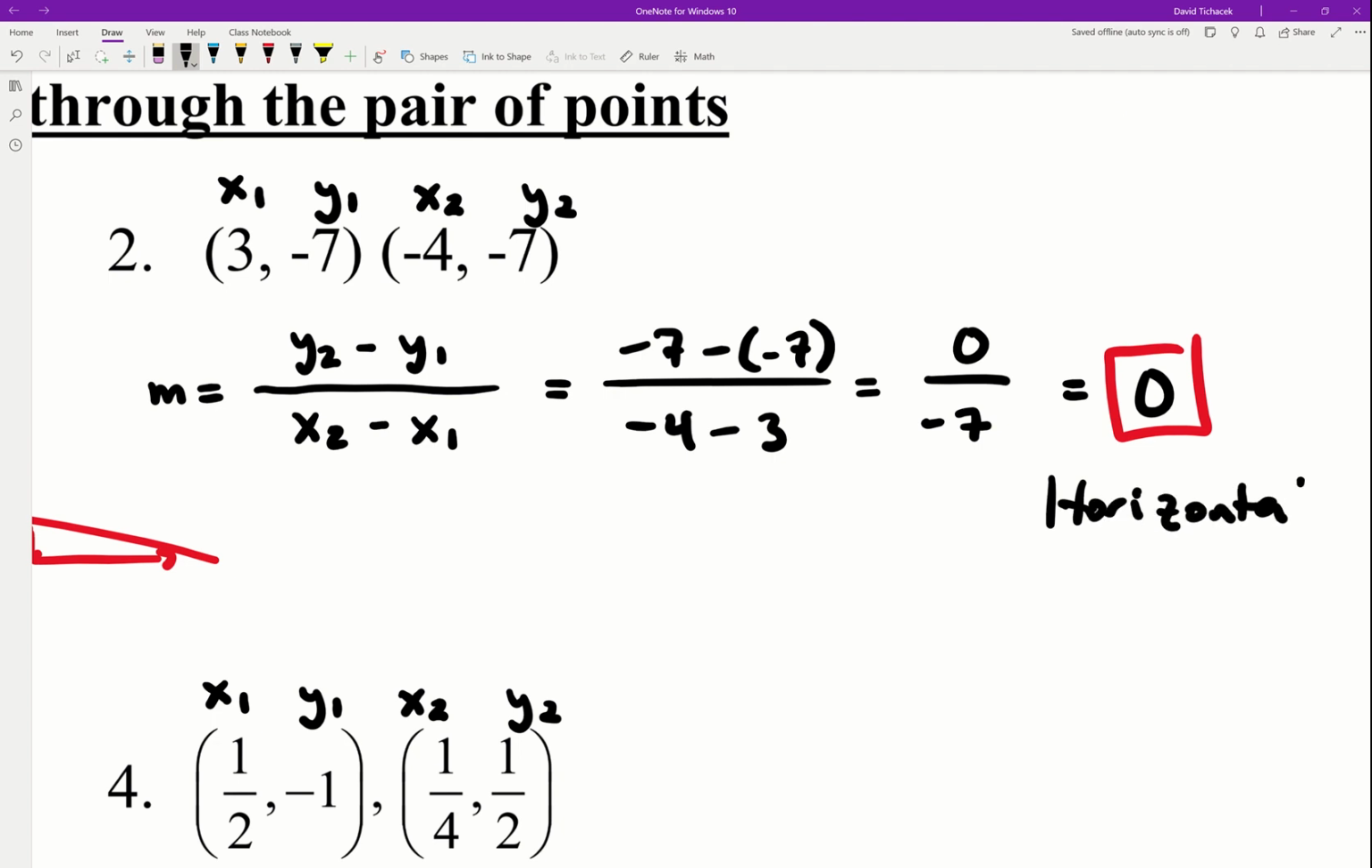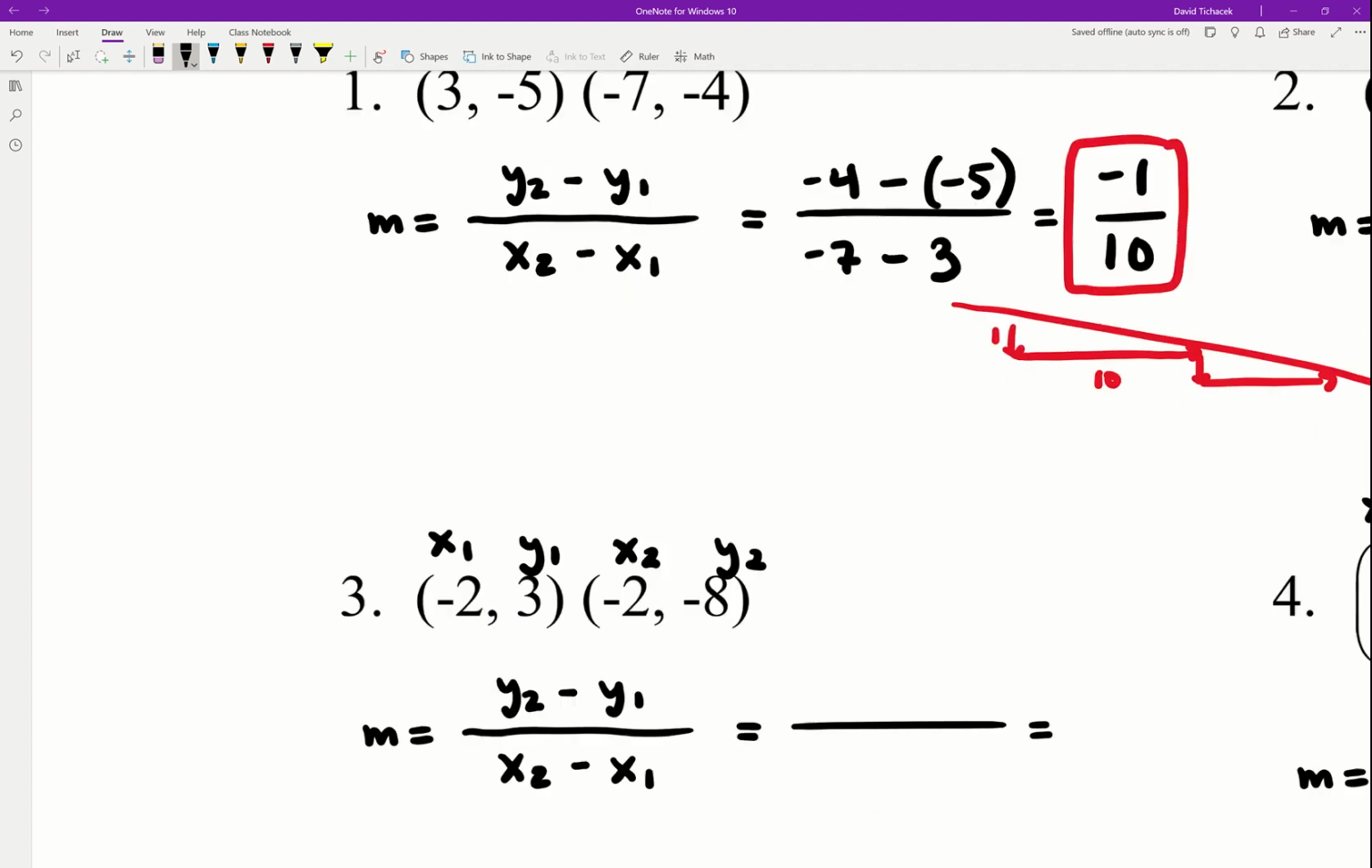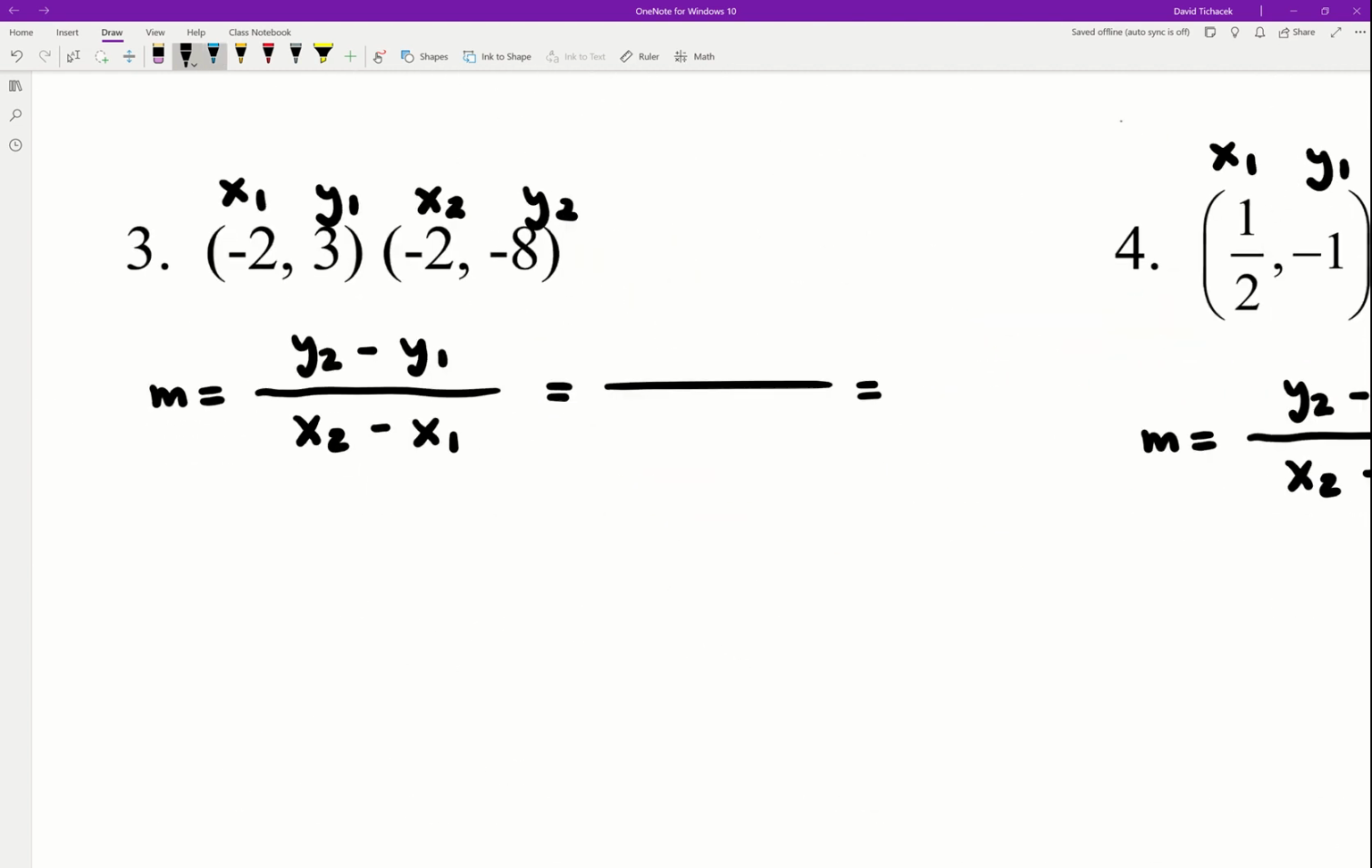Because remember that the idea with slope is that the larger your slope, the steeper your line. Well, if you have a slope of 0, then you don't have any steepness. You have 0 steepness, so you're a flat line. Okay. In the next example, same thing. We're just going to do the exact same thing as before.